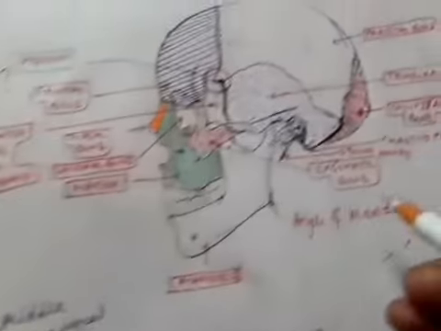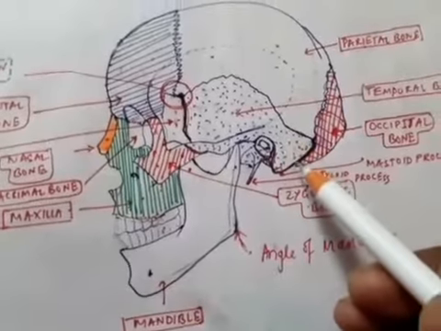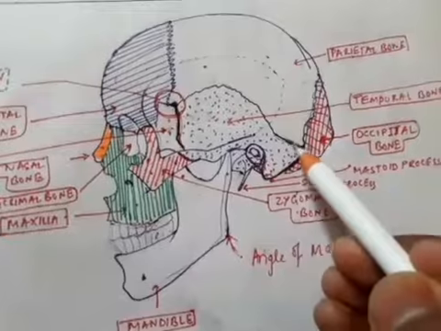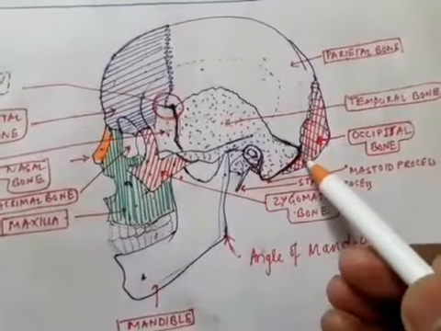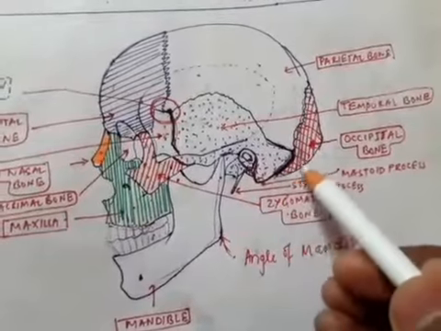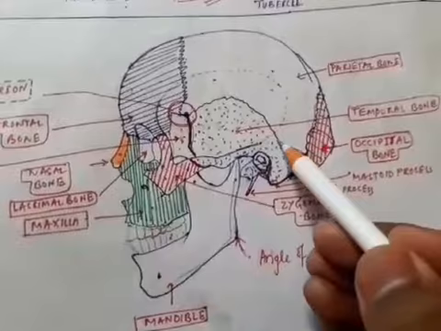The mastoid part is continuous with the squamous part of the temporal bone anteriorly and articulates with the parietal bone superiorly at the parieto-mastoid suture, and also with the occipital bone posteriorly at the occipito-mastoid suture. These sutures are continuous with each other, and the parieto-mastoid suture is continuous with the squamous suture.